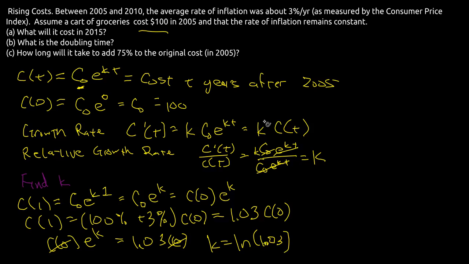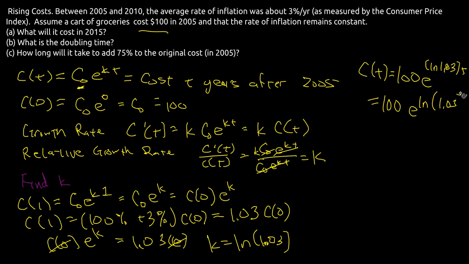This allows us to rewrite our exponential function. C of t is c0. We already know that's 100 in this problem. Then we have e to the k, which is natural log of 1.03 times t. And now anytime you have something being multiplied by natural log, in this case t, we can bring t inside of the natural log function and it becomes an exponent. So we'll have e to the natural log of 1.03 to the t power.